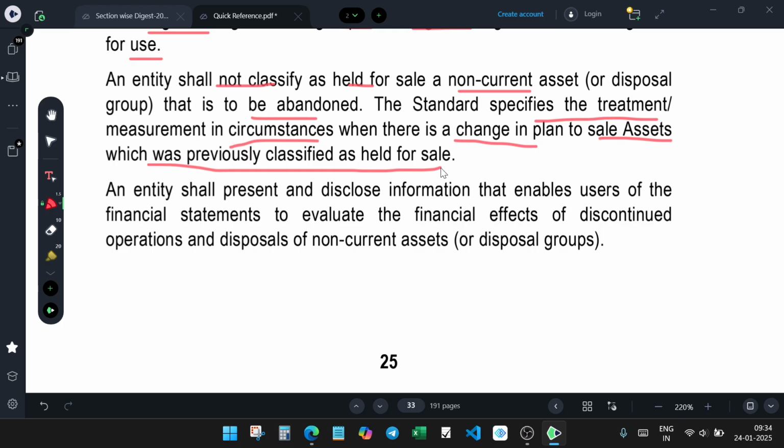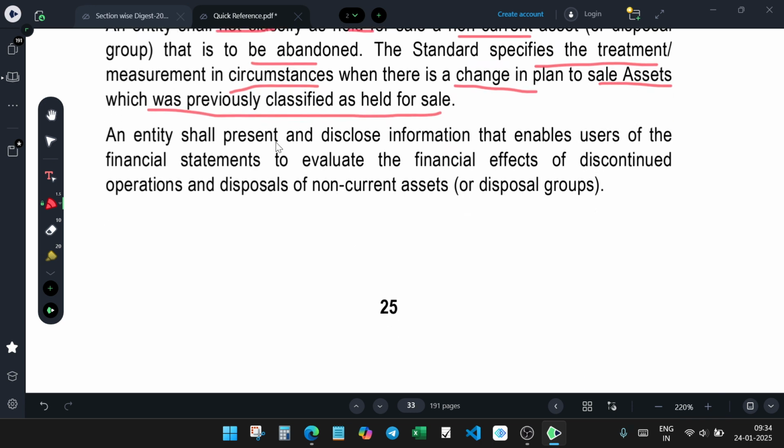So there may be such a process. What happens? The standard has given a statement. Previously I thought that this asset we can sell off. Right now, we think that this asset can be used for the business purpose. You are taking it again and putting it in non-current asset. The entity shall present and disclose information that enables the users of the financial statements to evaluate the financial effects of discontinued operations and disposal of non-current assets.